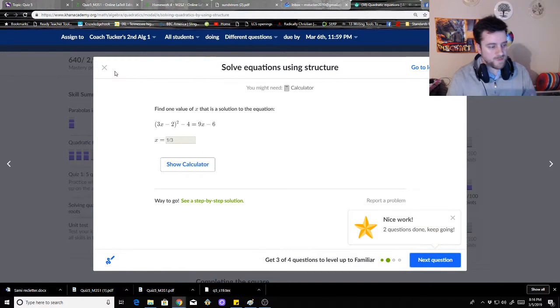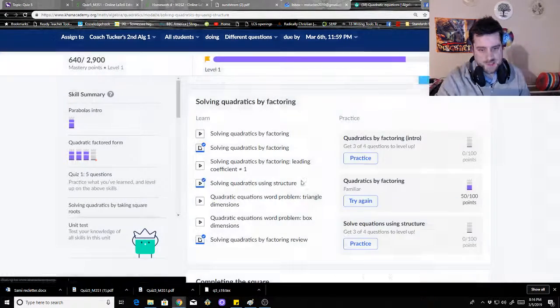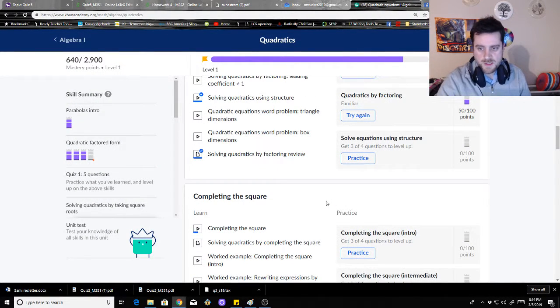It doesn't matter which one of the ways you use. I would use the method I just showed you. We're about to look at another method next. That's called completing the square. And so that'll give you another tool in your arsenal.